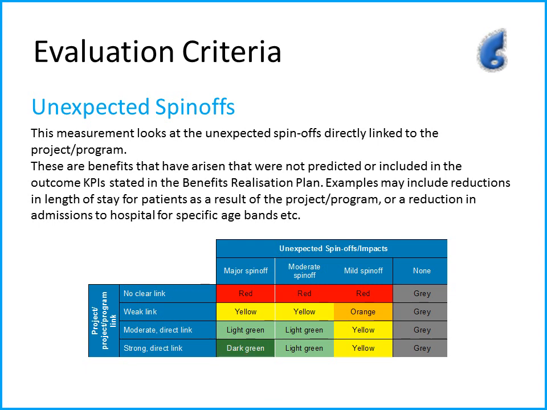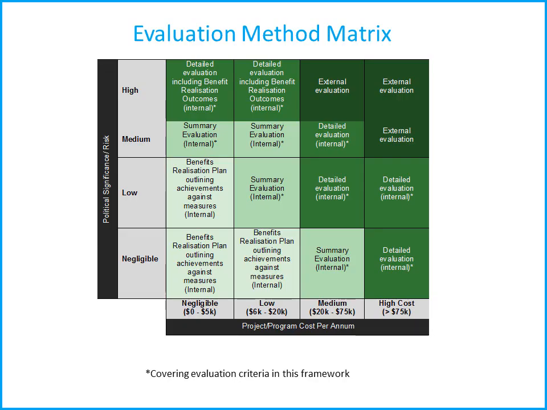However, if there was no real clear link between the project and the ED admissions, and it happened that maybe it could have been related to something else, or there was a weak link, you'd give it a yellow or a red. For most projects, you won't be expecting any kind of benefit, and nothing may happen that you weren't expecting, so you can use a grey, which is a not applicable.